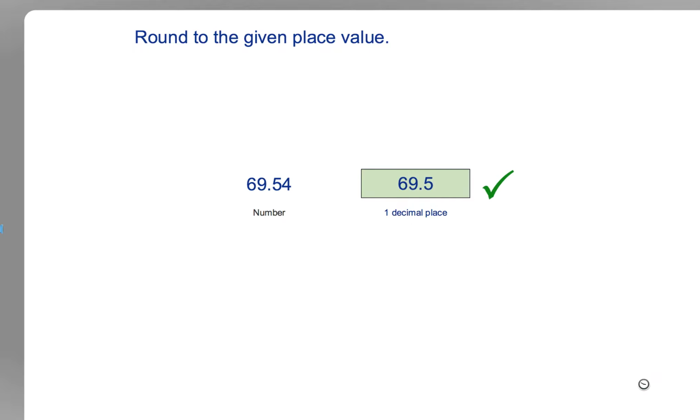If we look at another one, it asks us to round to the nearest whole number. So the nearest whole number here is the 9, 59. Then we look at the number after the 9. In this case, it's a 4, so because that is below 5, we leave the number alone, and the nearest whole number is 59. If it was 59.5 or anything bigger than 5, we would round it up to 60.